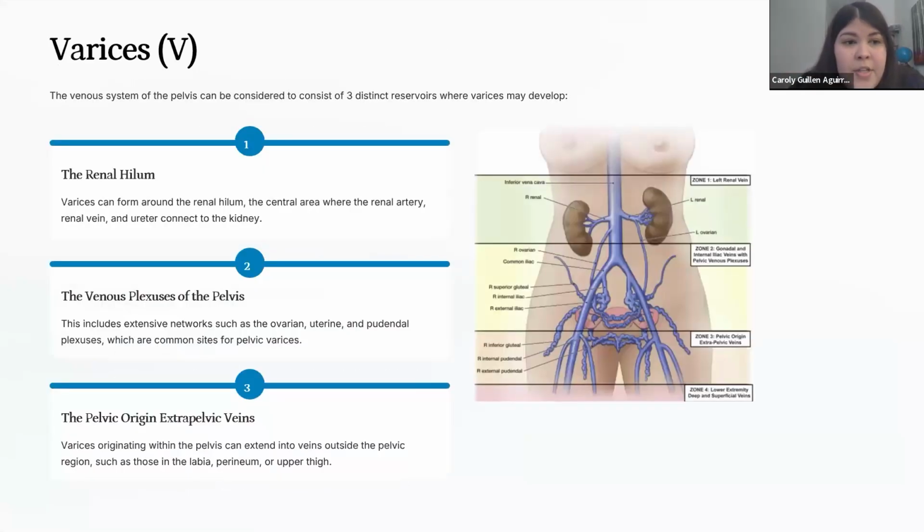And then varices. The venous system of the pelvis can be considered to consist of three distinct reservoirs where varices can or may develop. The first one is the renal hilum. The second one is the venous plexuses of the pelvis. And the third one is the pelvic origin extrapelvic veins. And we have a graphic here where you can see each zone.